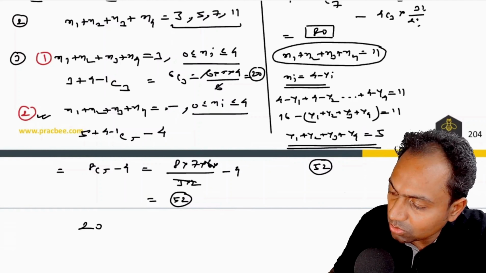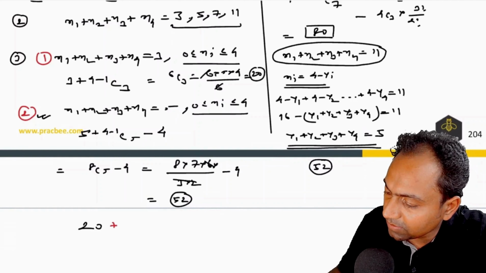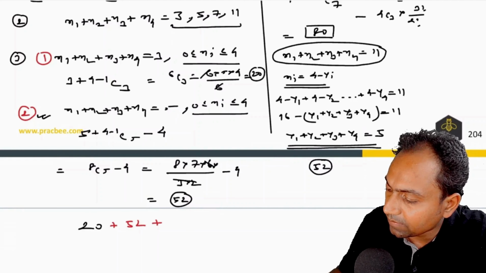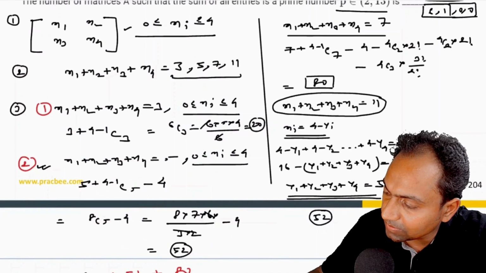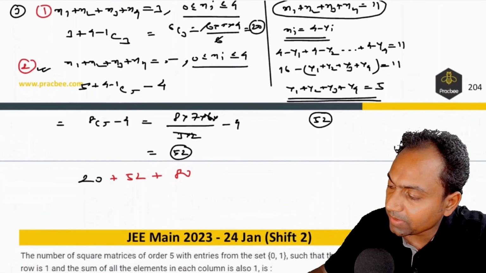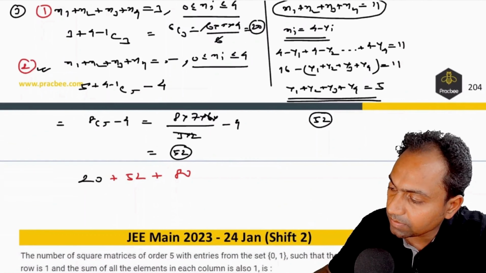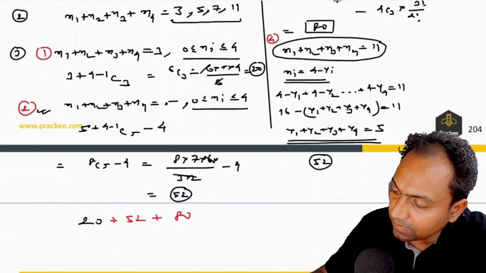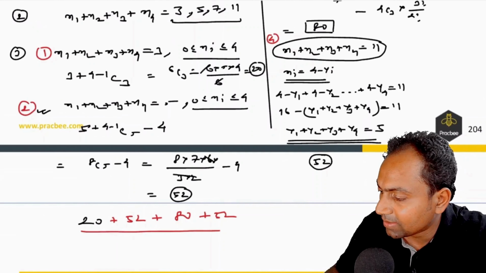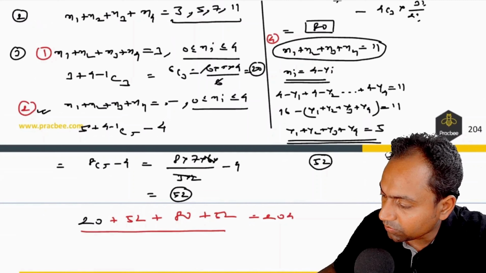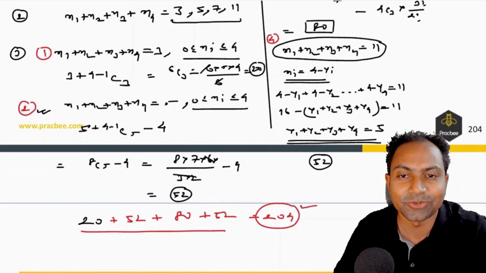From case 2, again, what we got was nothing but 52. From the next case, it was nothing but 80. This was my case 3. And for my case 4, that was sum equal to 11, I got nothing but 52. So if I add them up, what I get is nothing but 204. That is nothing but the answer to this question.